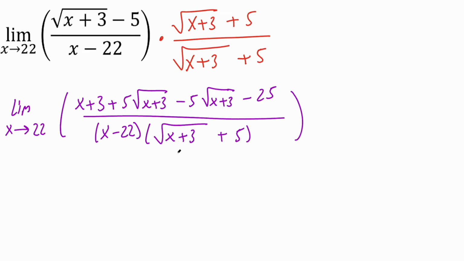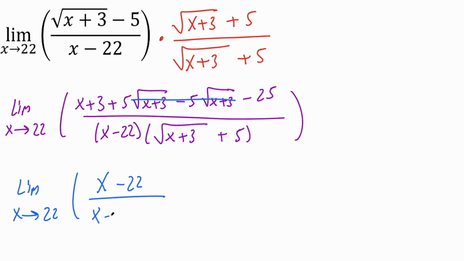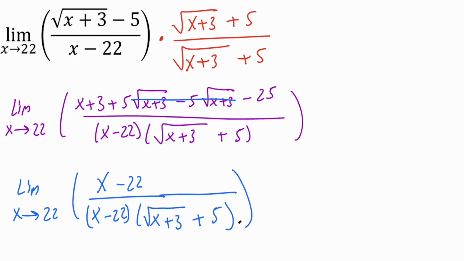Next, we can see what cancels out. So this is 5 square root of x plus 3. This is negative 5 square root of x plus 3. So it gets canceled. And so we have the limit as x approaches 22. And for the numerator, 3 minus 25 gives you negative 22. So we have x minus 22 divided by x minus 22 times the square root of x plus 3, outside there's a plus 5, close parentheses, and close parentheses.